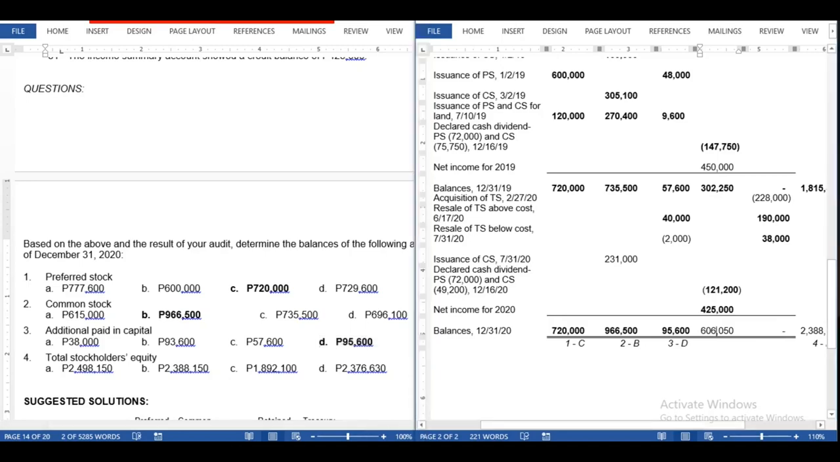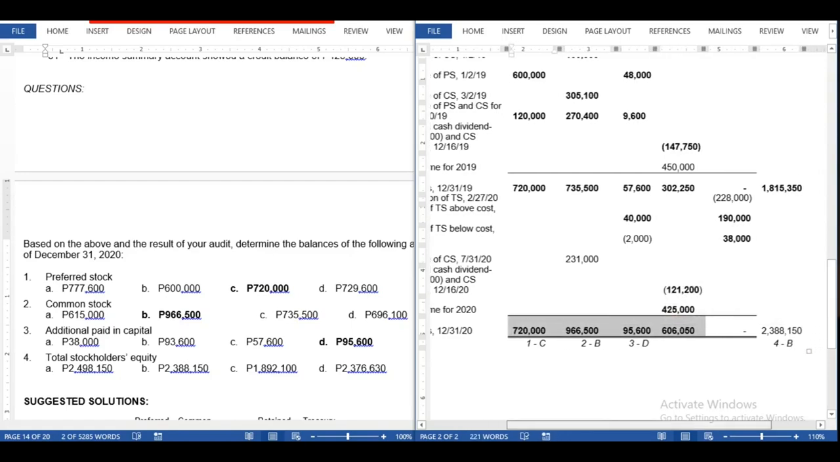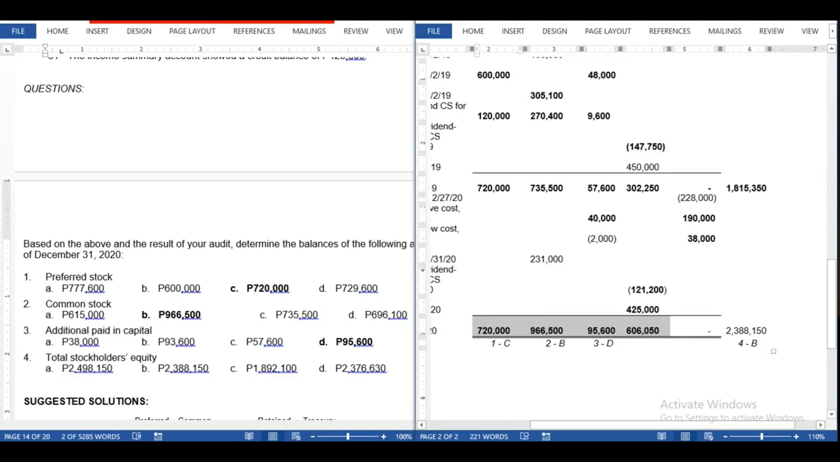Just total all of these, add these first. This is 606,050. And since there is no more treasury stock, just add this 4. So the total amount of shareholders' equity is 2,388,150. And this is letter B.